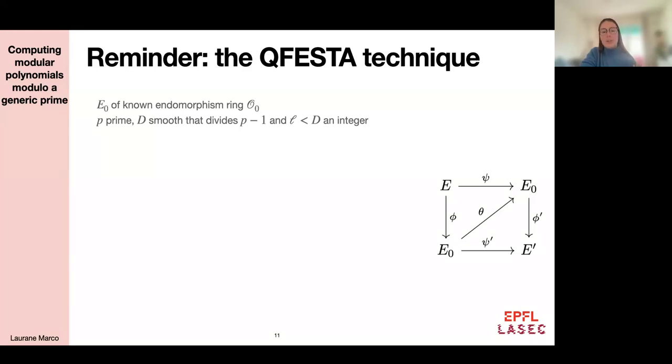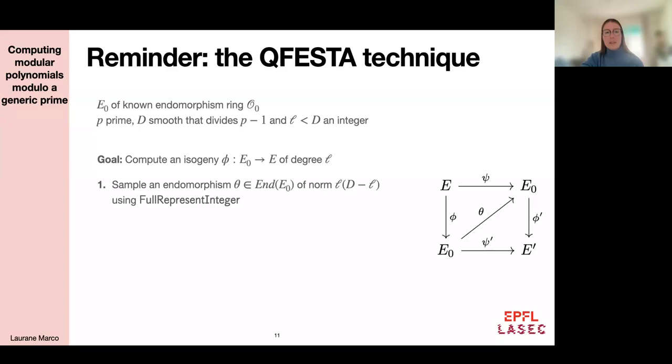So you start from a curve E0 of known endomorphism ring that we denote O0. You have a prime P, an integer D that is smooth that divides P minus 1, and another integer that we denote L in our case. That's going to be the degree of the target isogeny. And we want to compute an isogeny phi from E0 to some curve E that we don't really know, but we want phi to be of degree L.